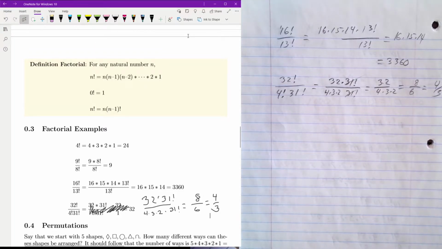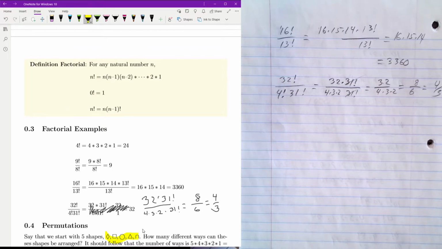From factorials, we go straight into permutations. So permutations is, say we have a set of shapes, 5 shapes in this case. How many different ways can these shapes be arranged? When we say how many different ways can they be arranged, we know that we have 5 shapes, so the order is what we care about.